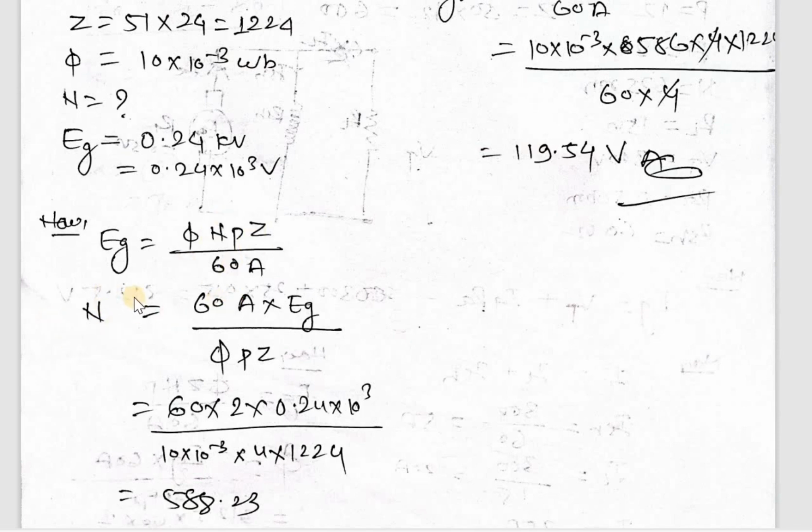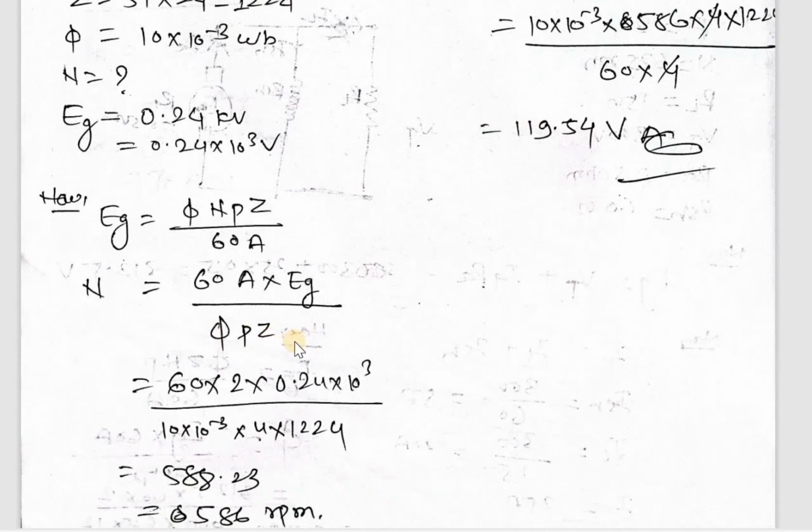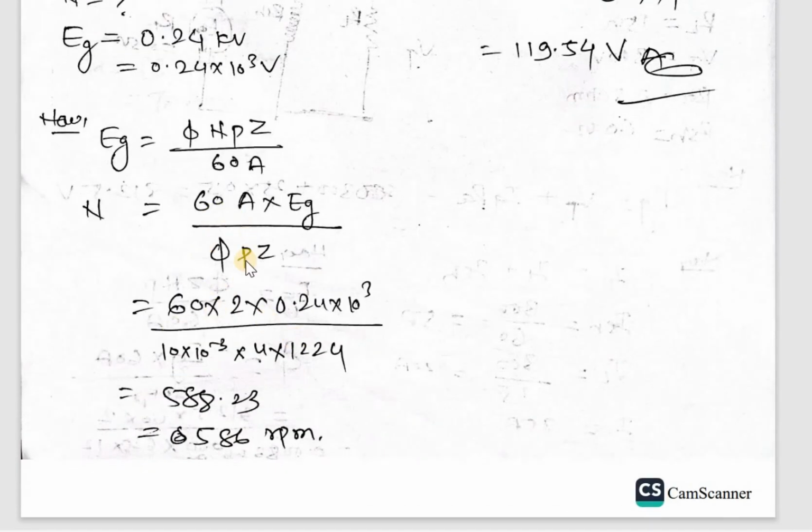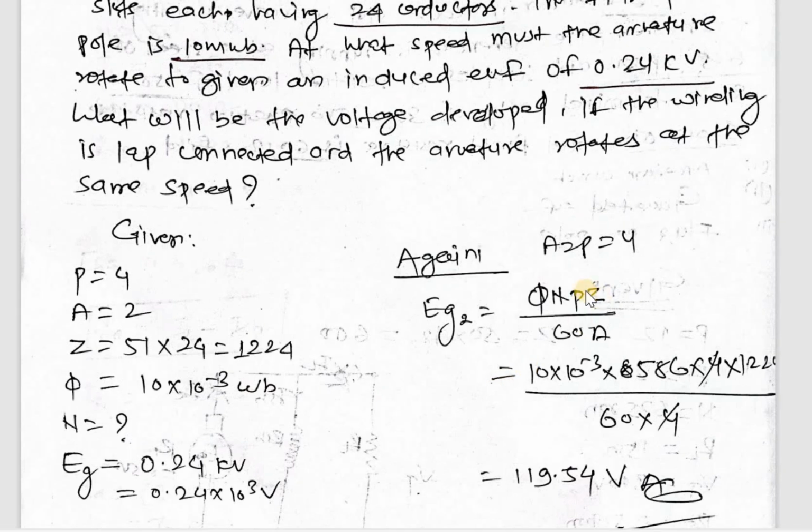So from here we can get the value of N equal to 60 A into Eg upon phi P Z. Then put the value of A, Eg, phi, P, Z, and you can get the value of N. The value of N is 588.23 RPM.